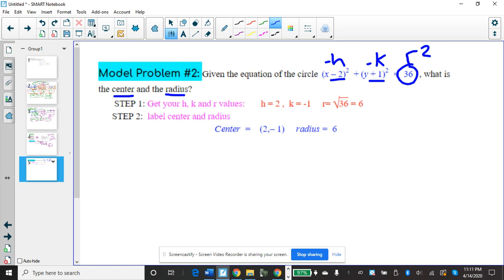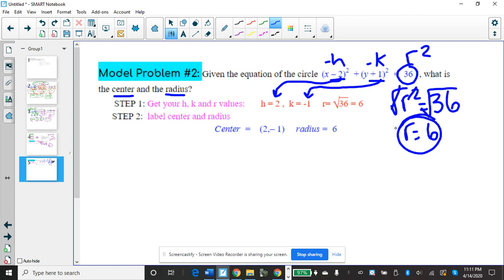So whatever number this is, you got to switch the sign to get h. So it's going to be a +2, and k is going to be a -1 because you are switching the signs. This is r squared. So you'll have to put r squared equals 36, square root both sides to get r by itself, and r is then 6. Okay, so that's really all it is.